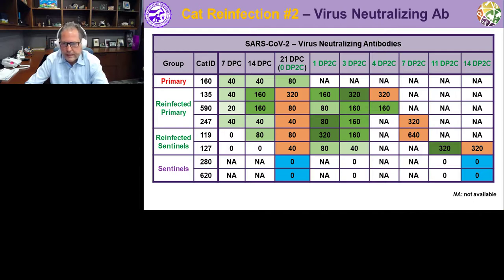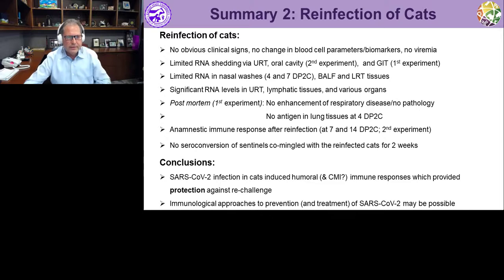Interestingly, on day 7 and day 14, the antibody titers compared to the reinfection titer were higher, so there seemed to be an anamnestic response. But it's very clear that our sentinel animals, which were in the room, did not seroconvert. So apparently the virus shedding by these reinfected animals did not lead to infection and seroconversion of these sentinel cats.